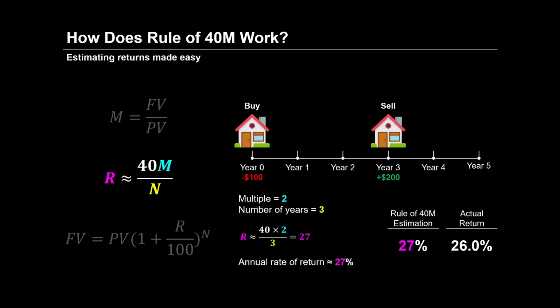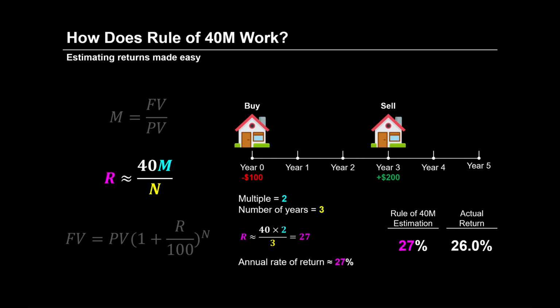Some people may say, hey, I know this trick from somewhere else. Isn't this just the rule of 72? Or the rule of 70? Or the rule of 69.3? Well, those rules are only for when M is equal to 2.